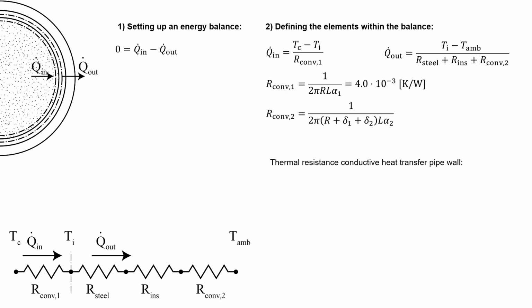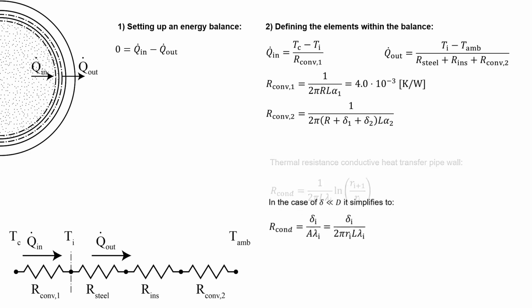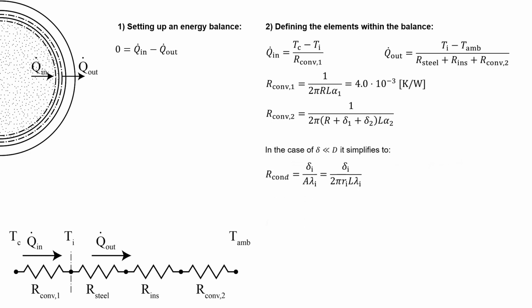For the conductive resistance in pipes, we know this general expression. In some cases, we can simplify the problem, because if the thickness of the wall is much smaller than the diameter, the effect of a curved wall becomes negligible, and we can use the expression for a plain wall as well, where the area will be the surface area on the inside, which is that of a cylinder. So we can use this to find the expression for the resistance of the steel and insulating layer.